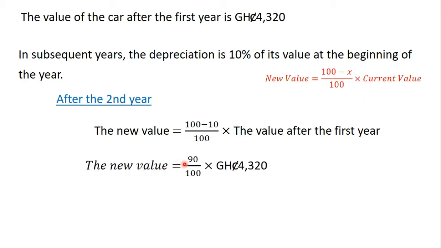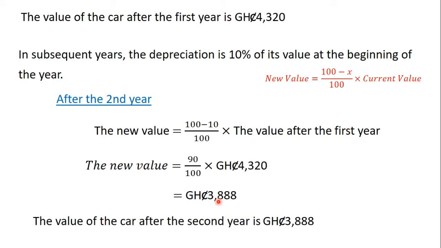So this is going to give us 100 minus 10 is 90, so 90 divided by 100 times the value after the first year, which is 4,320 Ghana cedis. So 90 divided by 100 times 4,320 Ghana cedis is 3,888 Ghana cedis. So the value of the car after the second year is 3,888 Ghana cedis.